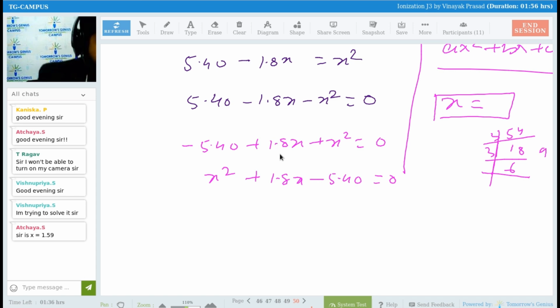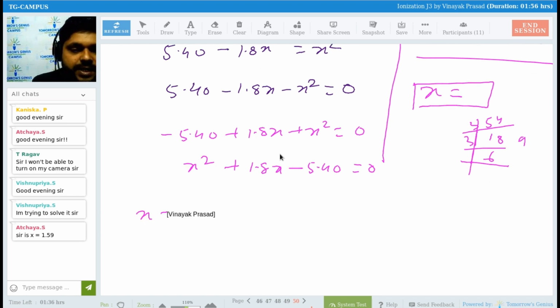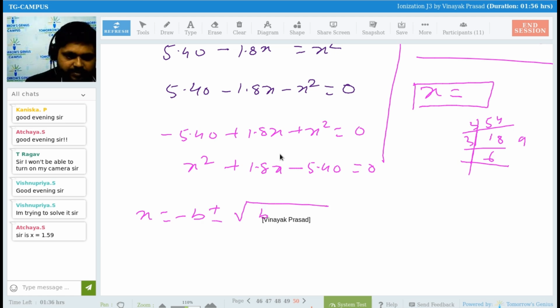Yes, what is the quadratic formula? So x equals to minus b plus or minus square root of b square minus 4ac upon 2a, right? Yes, sir. So guys, you can apply this formula.